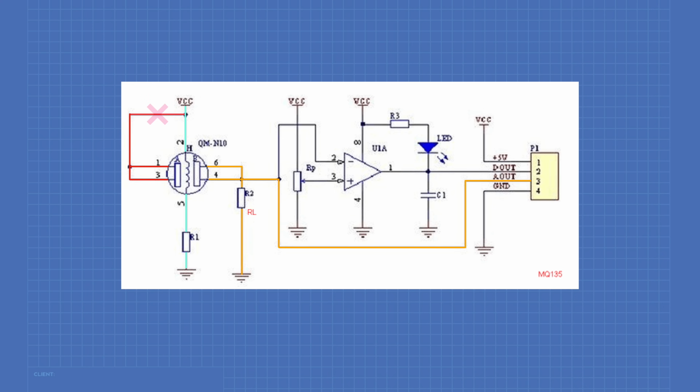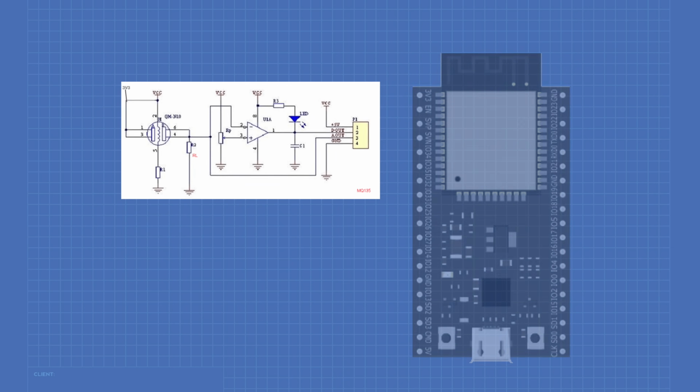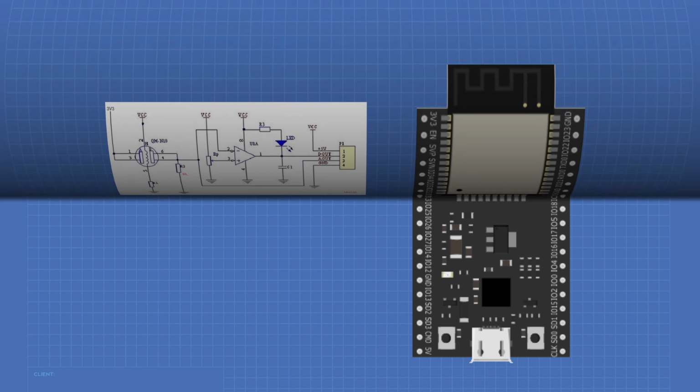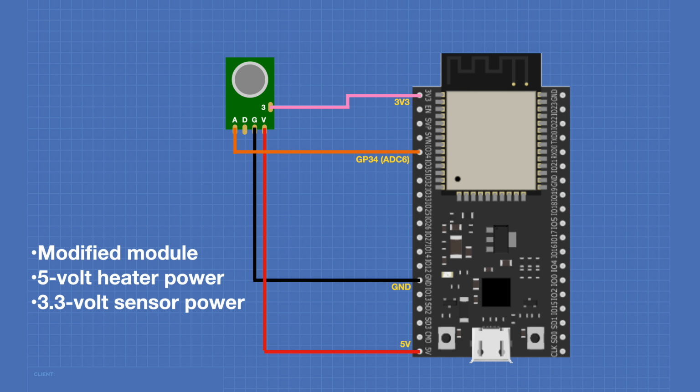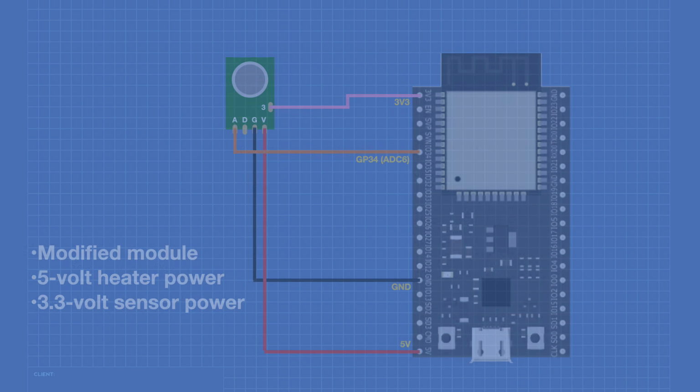In order to resolve this, we need to break the connection to VCC and connect the sensor itself to 3.3 volts. This way the sensor will get the full heater voltage, but the voltage divider will work with 3.3 volts and will produce an accurate output. Here's the hookup for our modified module. We'll be using 5 volts to power the heater, and we'll be using 3.3 volts to power the sensor.